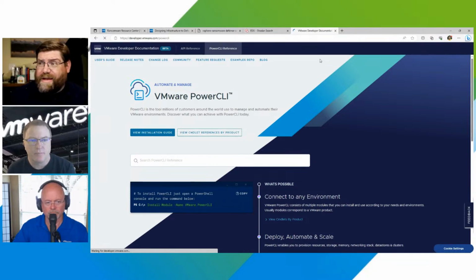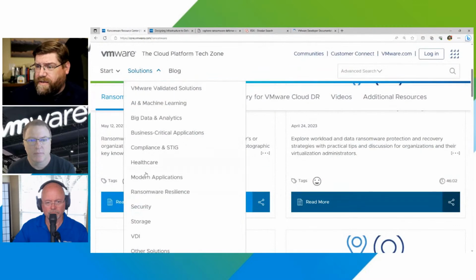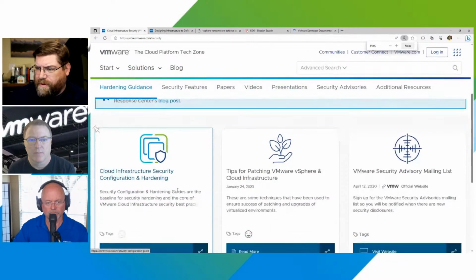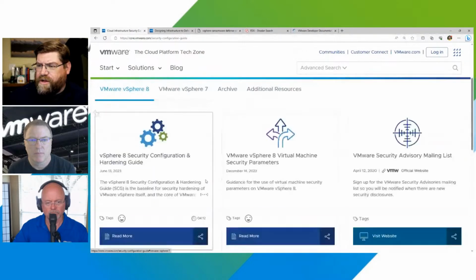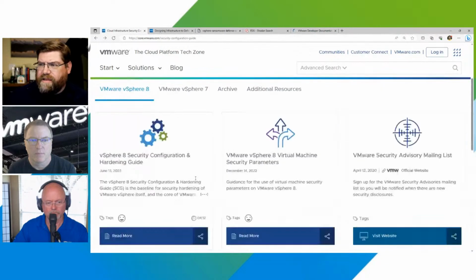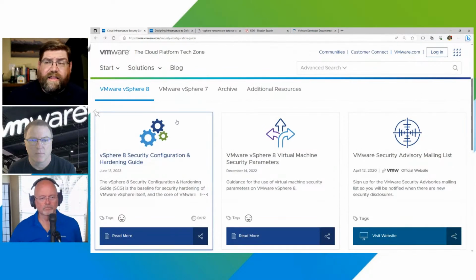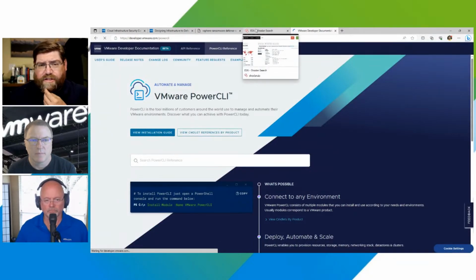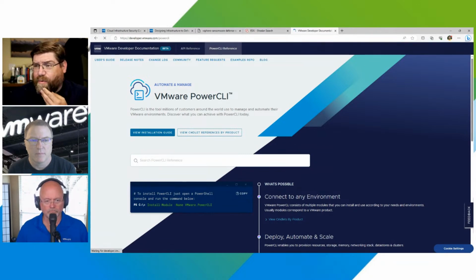And if you're looking for examples, let's go back to the security configuration guide. I've got this blown up here. The security configuration guide has all kinds of PowerCLI examples in it, so if you want to learn how to do this stuff, you can do that. There's a great community around PowerCLI as well, and it's a great way to audit and do a lot of work there. So yeah, good idea, Dale.